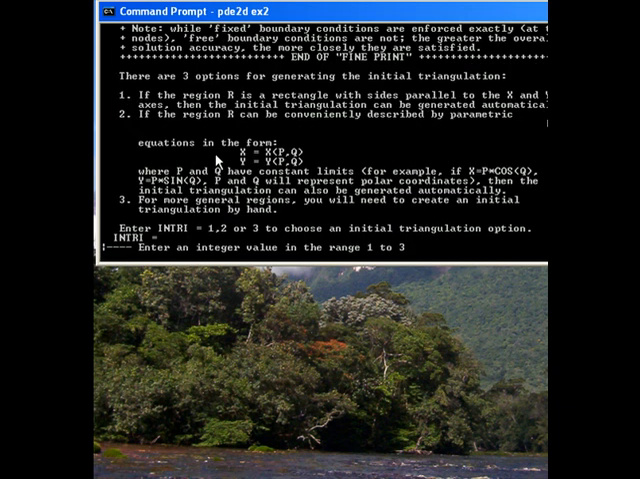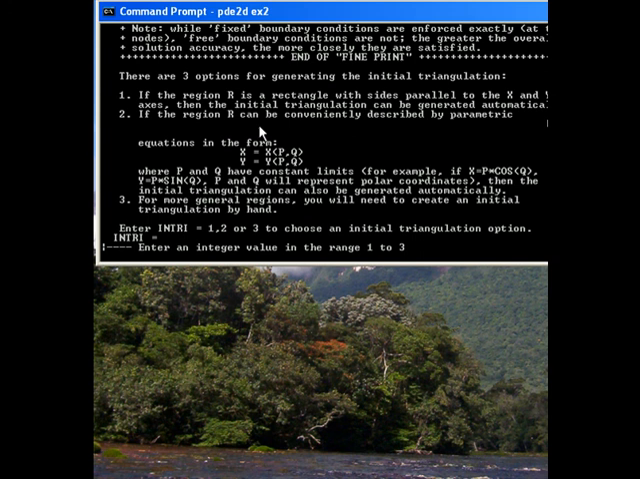Now we have to define the initial triangulation for a Galerkin method problem. If the region is rectangular, which this isn't, it's real easy to automatically generate the initial triangulation. If it's general, it's complicated. We have to actually define the vertices and coordinates of the vertices in the initial triangulation.